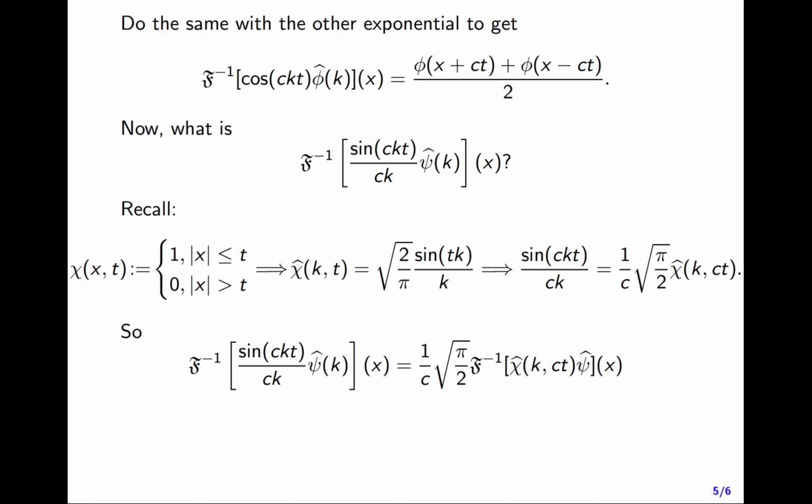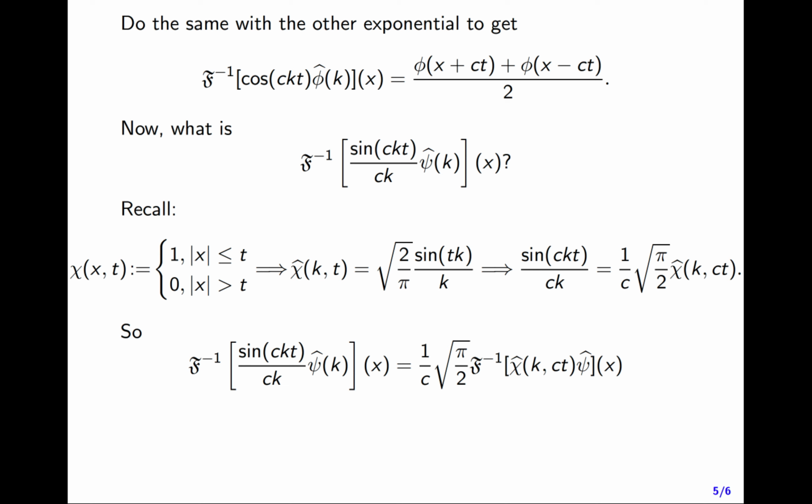So what does this say? The inverse transform of sine of ckt over ck times psi hat is 1 over c times root pi over 2, times the inverse transform of chi hat of k, ct times psi hat. So I have the inverse Fourier transform of chi hat times psi hat. The inverse Fourier transform of two hats calls for convolution. Now, convolution is a little weird here because I have to assume so many wretched hypotheses on psi, and also sine of ckt over ck isn't exactly absolutely integrable, which was part of one of our convolution hypotheses.